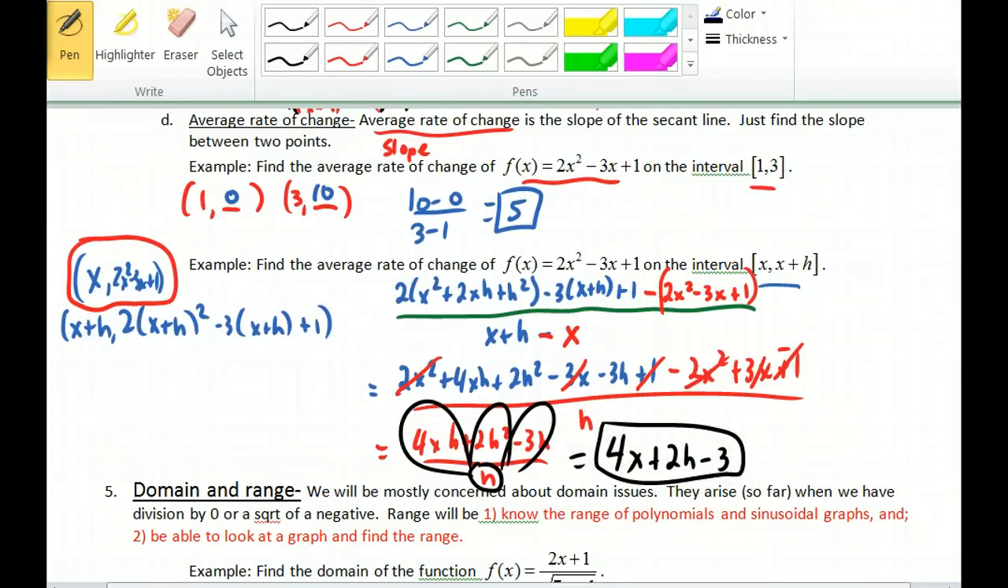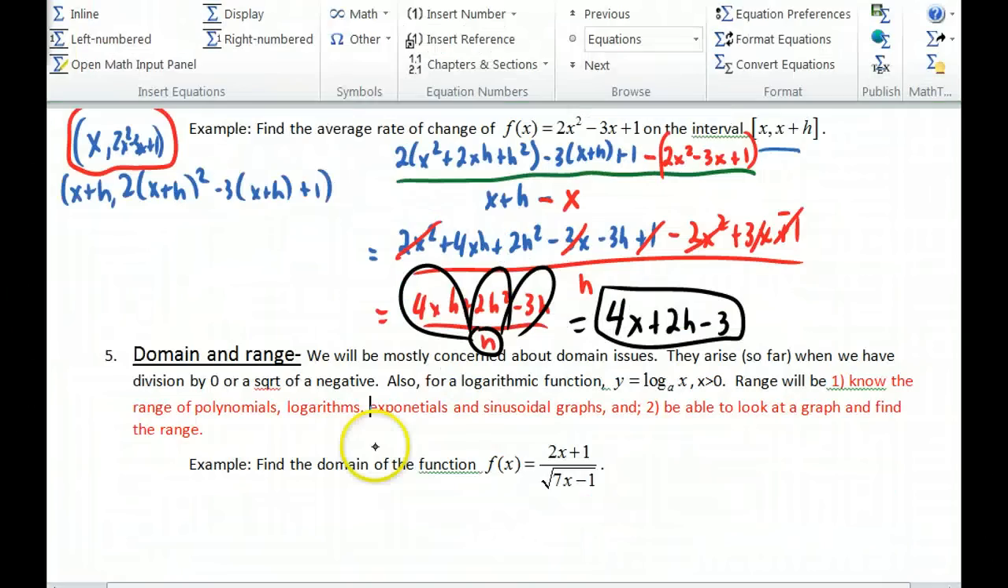So that would be the average rate of change of this function on the interval from x to x plus h. Both of these are x coordinates. Find the y coordinates and then go plug and chug.